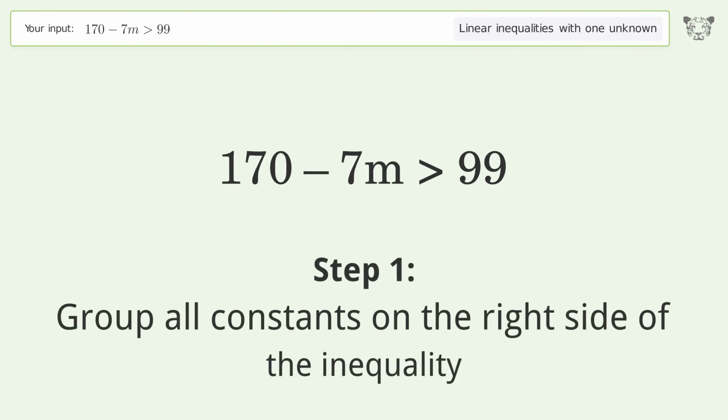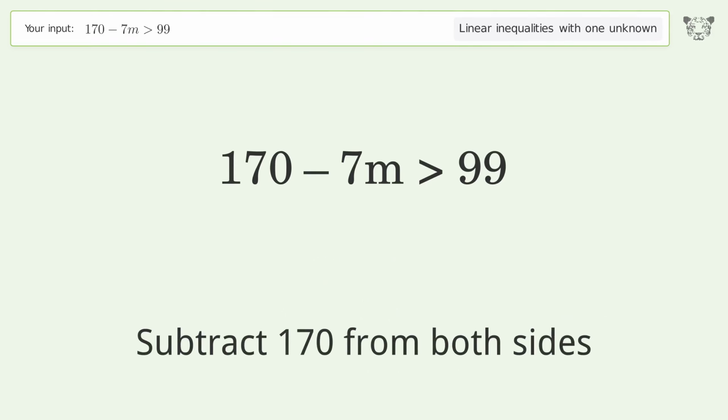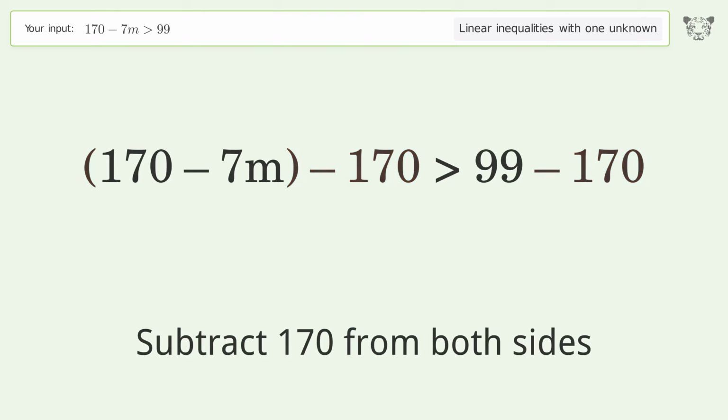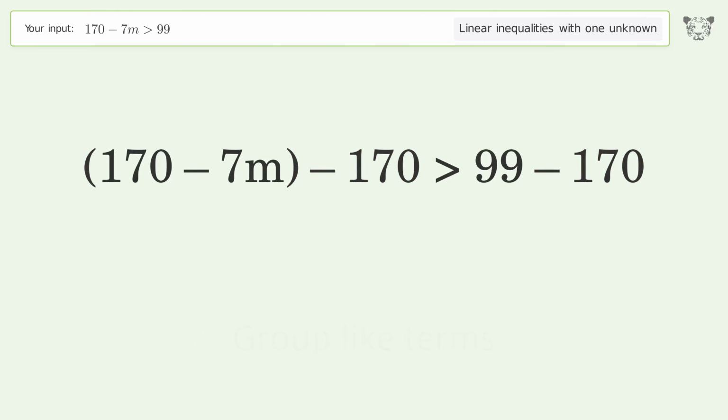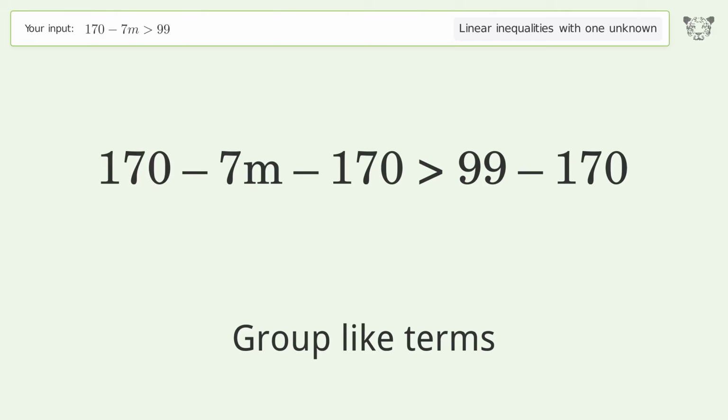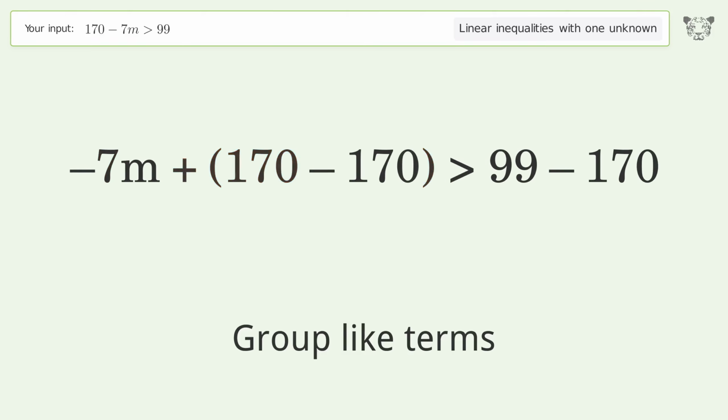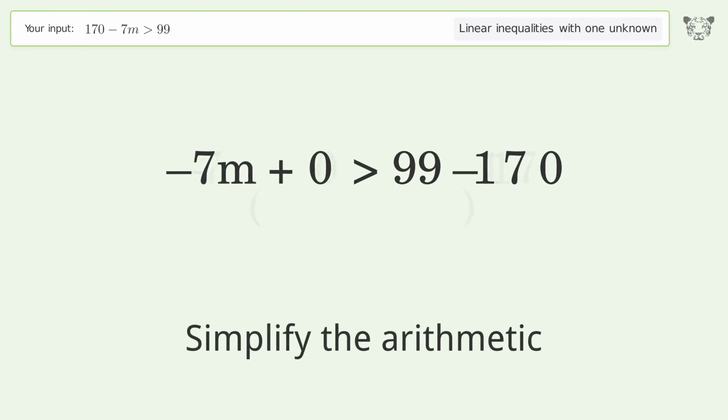Group all constants on the right side of the inequality. Subtract 170 from both sides. Group like terms. Simplify the arithmetic.